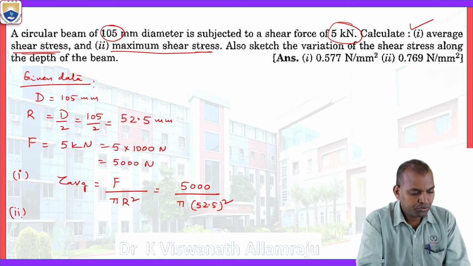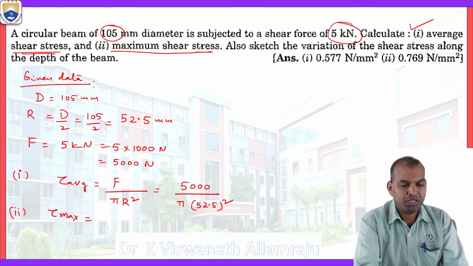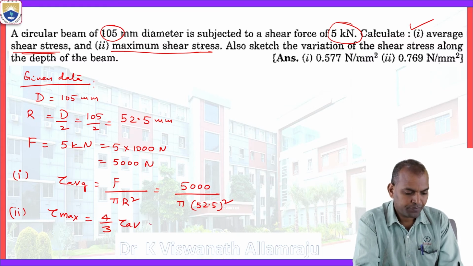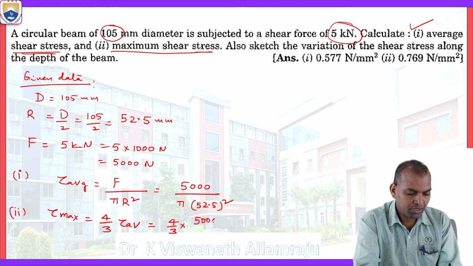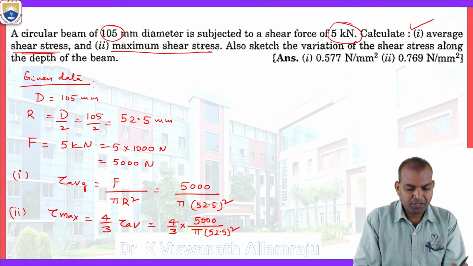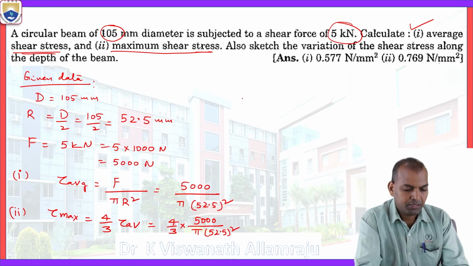Then objective 2, the maximum shear stress. Maximum shear stress equals 4/3 times the average shear stress. 4 by 3 times, what is the average shear stress? That is 5000 divided by pi times 52.5 whole square. Now, after calculating these values, how to draw the sketch?